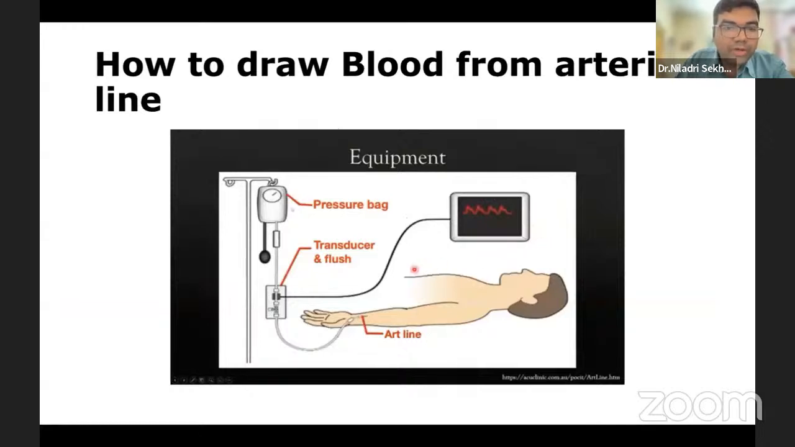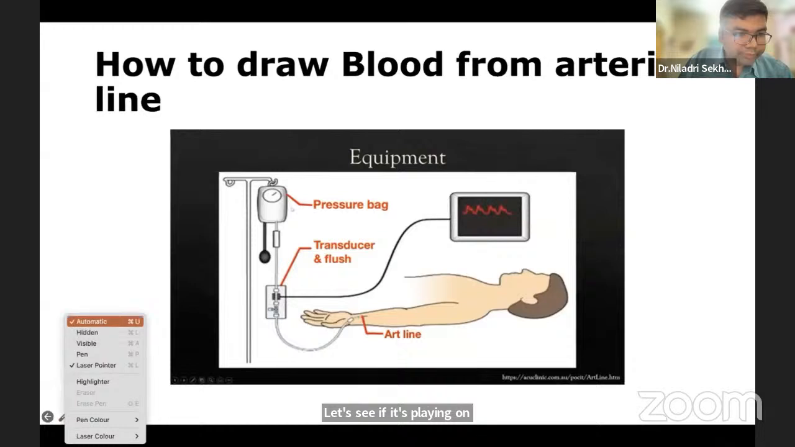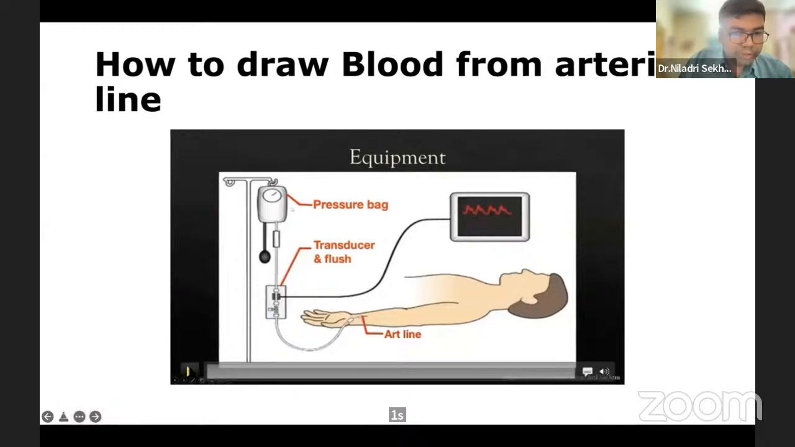This is a small video where I want to show how you will draw blood from the art line. If you have an art line, how will you draw the blood? Let's see if it's playing. A pressure bag connected to the transducer and the flush. Just pause and silence this one.